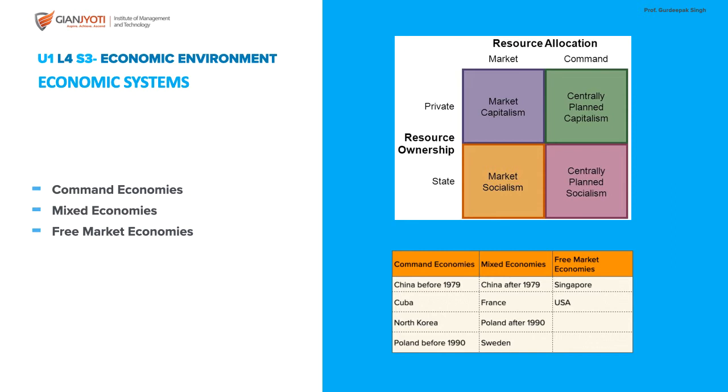Mixed economies: China after 1979 when they opened up. France is a mixed economy. India is a mixed economy. Poland after 1990. Sweden. Similarly, free market economies. We talked about ease of doing business, and New Zealand and Singapore were two countries you were asking about, although they are so small, how come they can achieve that rank. Because Singapore is a free market economy, US is a free market economy.